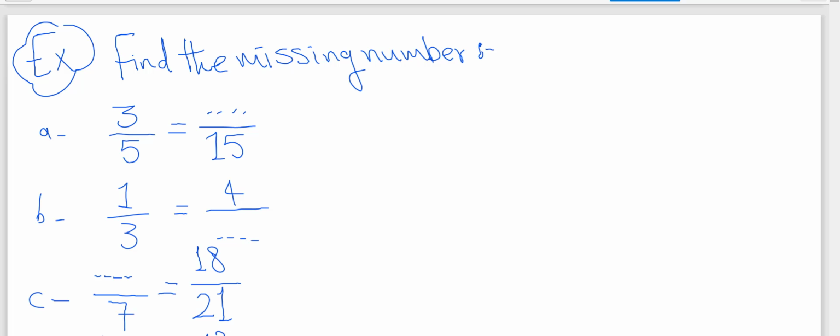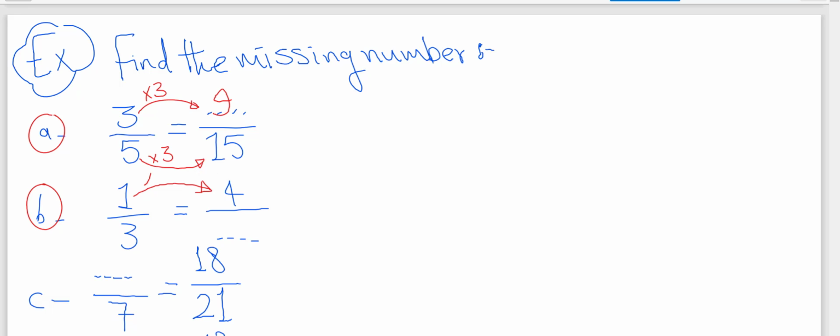Exercise, find the missing number. Letter A, 3 over 5 equals what over 15? From the denominator, we note that 5 becomes 15. So 5 times what equals 15? Yes, 5 times 3. So we must multiply the numerator by 3. So 3 times 3 equals 9. Letter B, 1 over 3 equals 4 over what? We know that 1 becomes 4. So 1 times what equals 4? Yes, 1 times 4. So we must multiply the denominator by 4. So 3 times 4 equals 12.